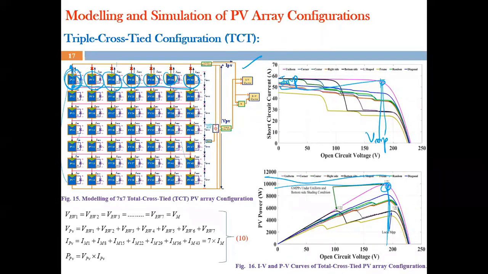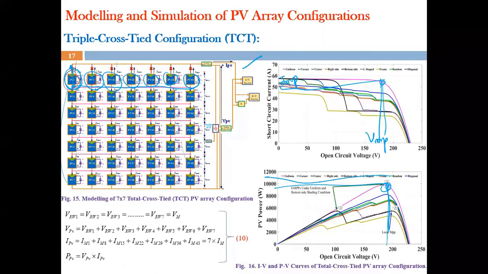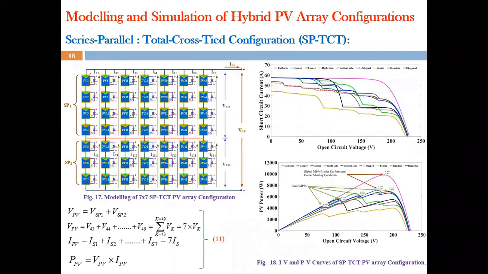Here the voltage across row 1, row 2, row 3 and so on, up to row 7, will be equal, and the current flowing through this module, this module, this module, the first modules, will be the same. When we consider this series-parallel, this is series, and it is in parallel. All these 4 modules are in series, which are connected in parallel. These 3 are also in series, all in parallel, but in the middle we have taken a cross tie.